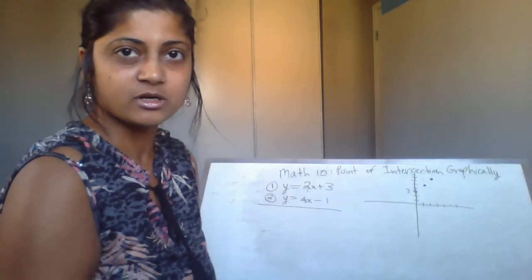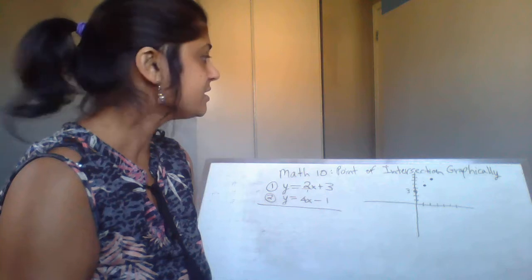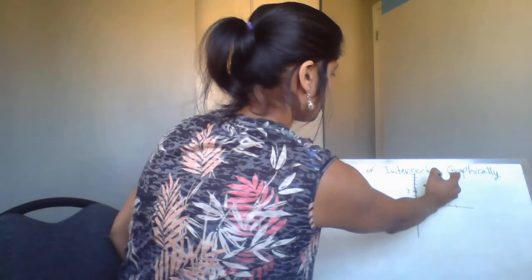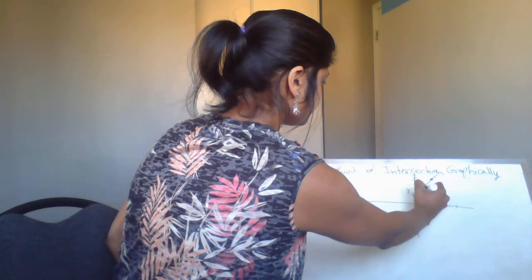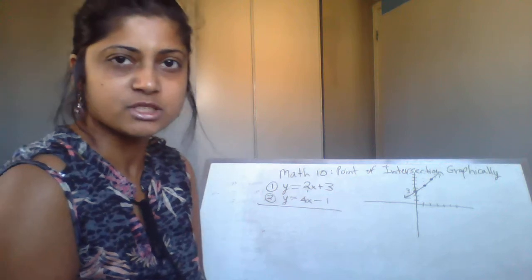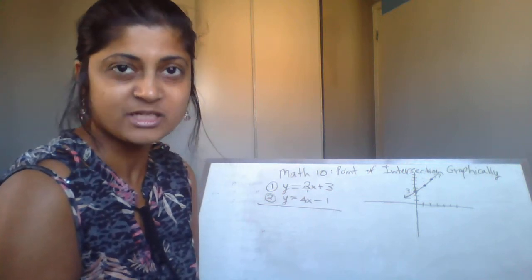Make sure when you are joining all the dots together here, you're using a ruler. All the lines are linear. So I'm going to join these points together here. And this is what the first equation, or the line, looks like graphically.